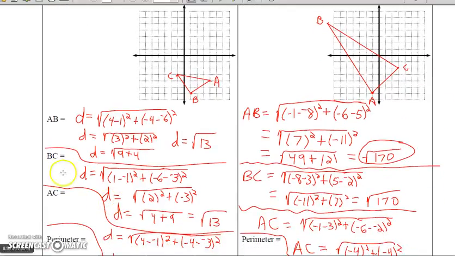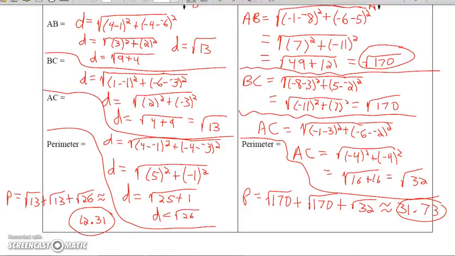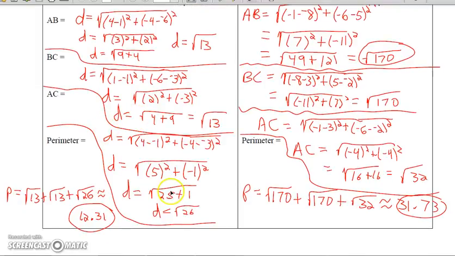When you do BC, different coordinates, you get the same thing, square root of 13. And when you do AC, you get the square root of 26. So if I want the perimeter, I only want you to round once. So just write down the perimeter equals square root of 13, that's this, plus the square root of 13, this, plus the square root of 26. Type this in your calculator and hit enter, and now round and you'll get 12.31.